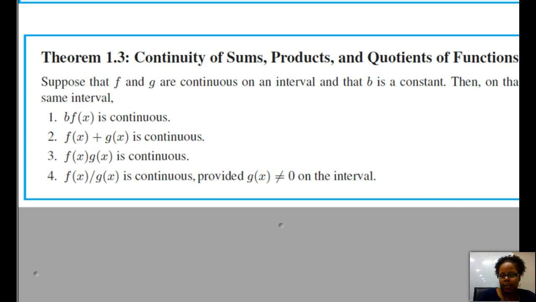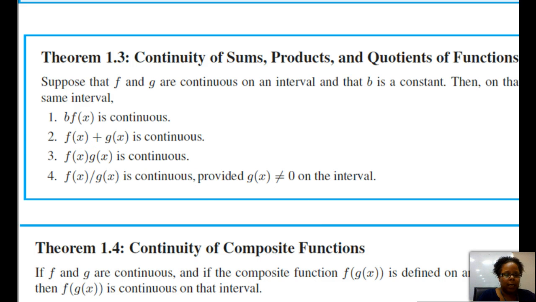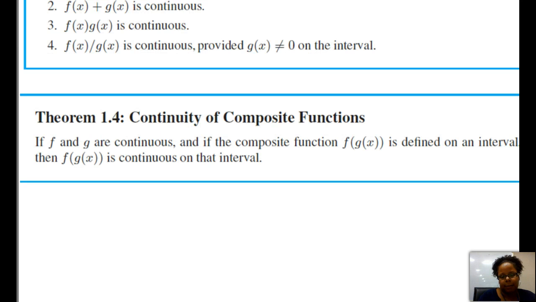And that is an important thing to note. And then the last thing is the continuity of composite functions, which is: if I take two functions that are continuous on a particular interval, and I take the composite of the functions, as long as it's defined on that interval, then the composite function is also continuous.